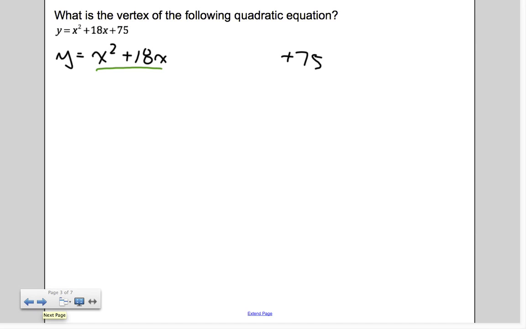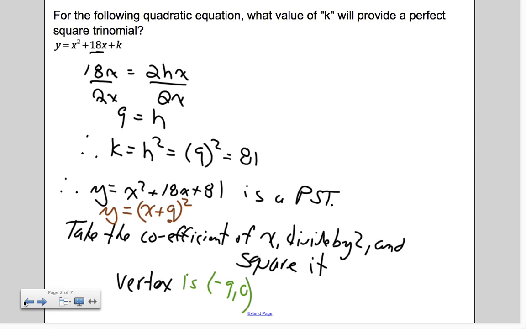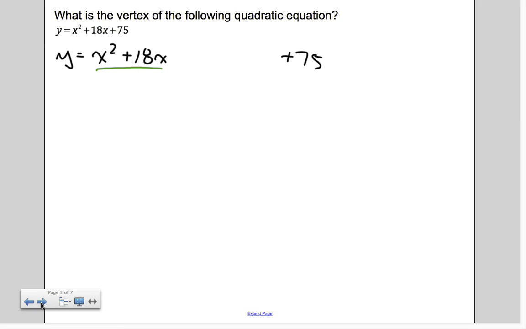But if I look at this part of the equation, how can I make that a perfect square? Well, we know what value it has to be, what value we need to add to it. 81. Right? If we do a plus 81 here, we get a perfect square trinomial. Awesome. Is what I did legit? We just add 81.